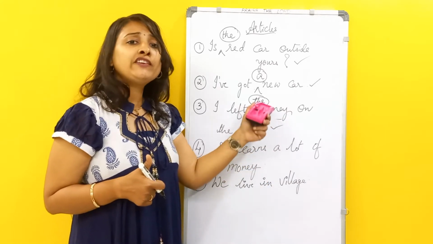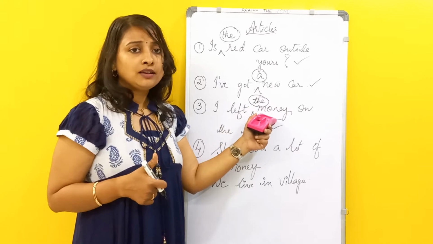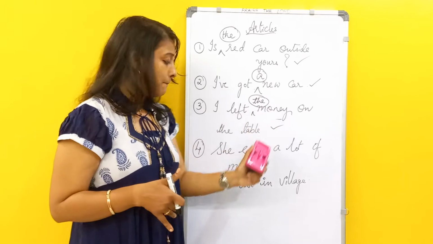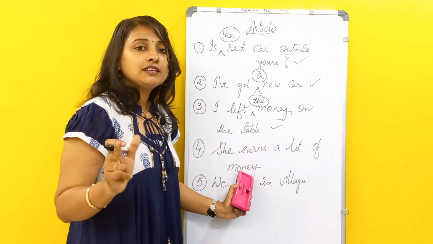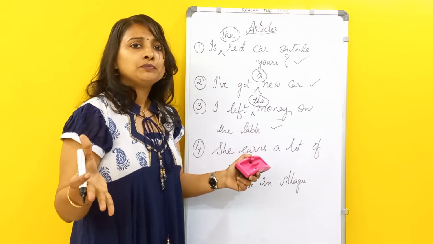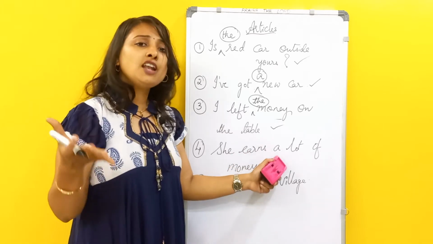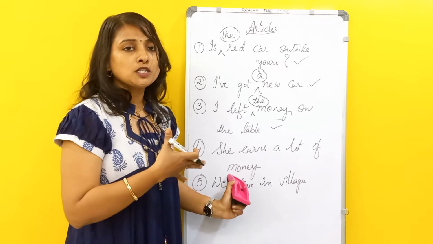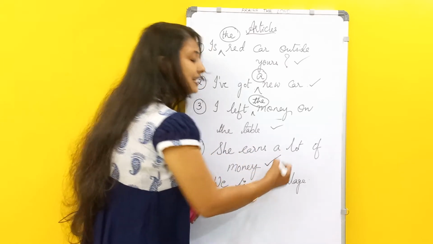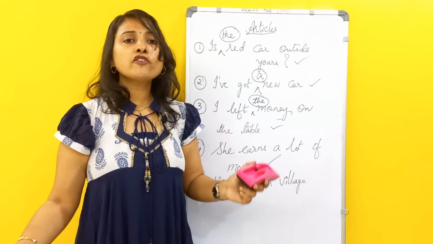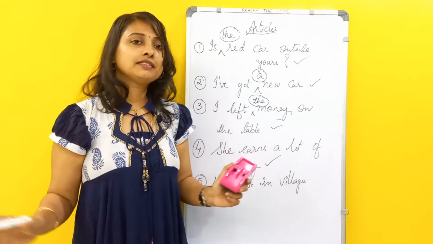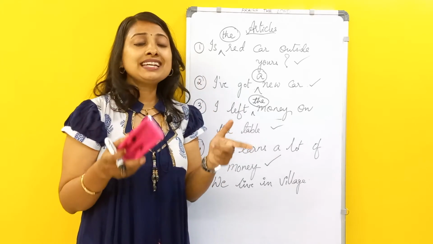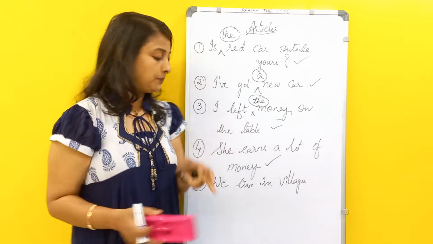Here we are specific about the uncountable noun. Okay, we know it. So we are using the definite article. But here this is not specific. She earns a lot of money. But it's not a money or the money because it is not specific. That is why the sentence is correct. And before uncountable nouns, like I have said, you will not be using the indefinite articles a or an.